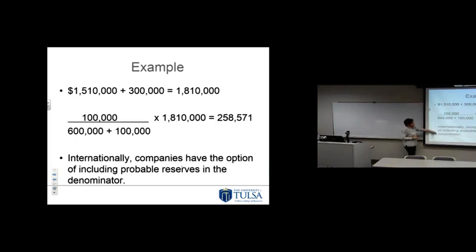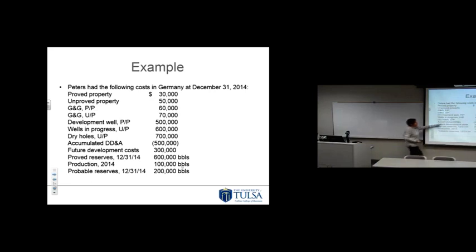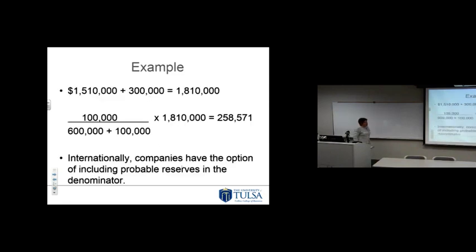Internationally, companies have the option of adding probable in there, which just means they'd write off a little slower. DD&A would be a little lower. Again, that $258,571 is going to be expensed in the income statement, and it's going to reduce assets on the balance sheet, because that $258,571 is going to get added to this negative asset. That's going to go up by $258,571, so that's going to reduce my assets on the balance sheet.